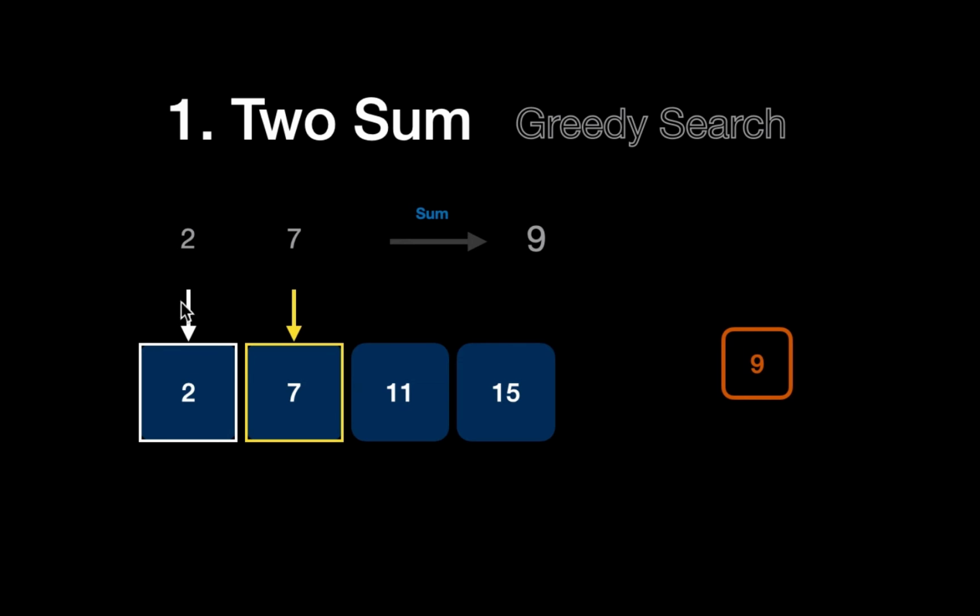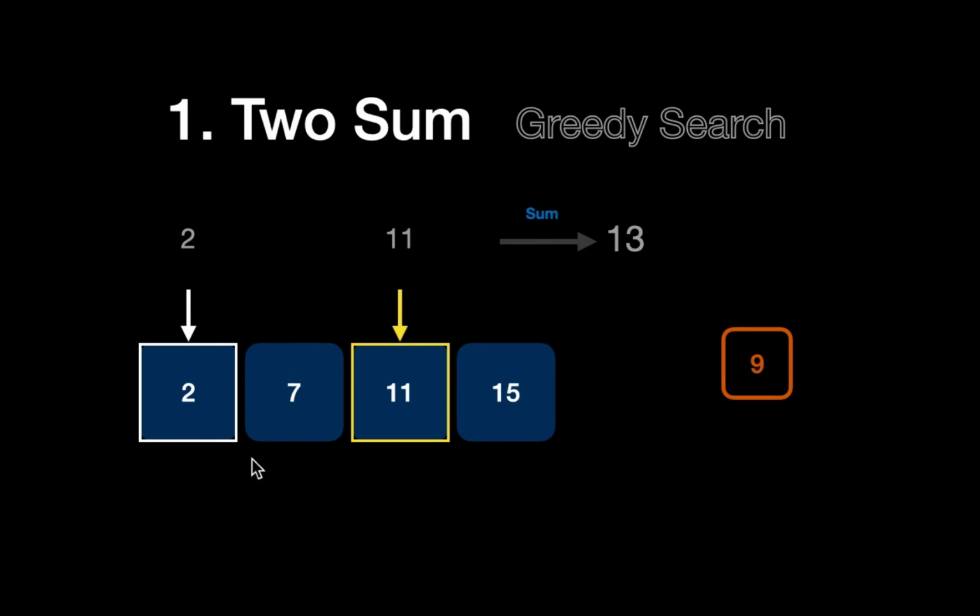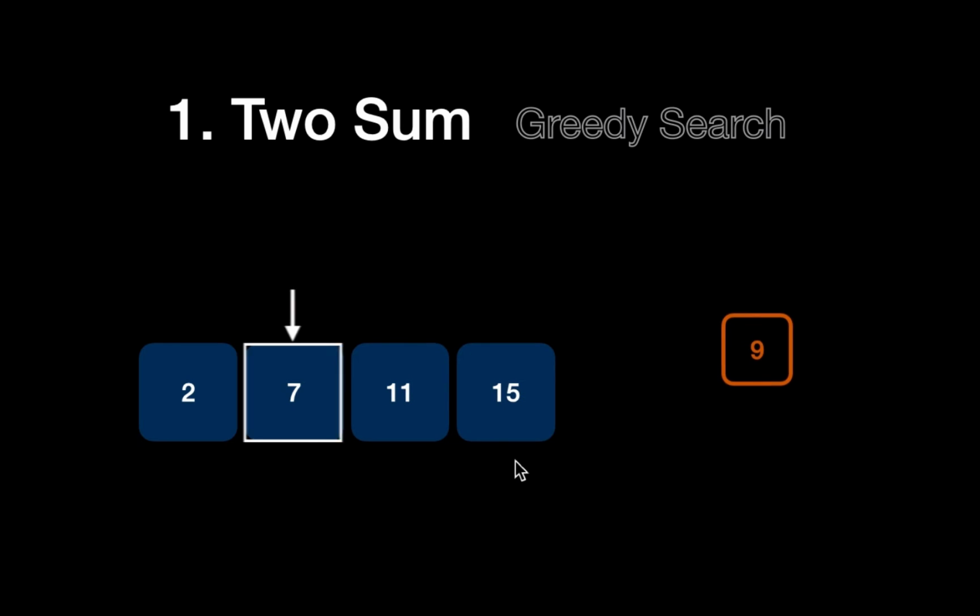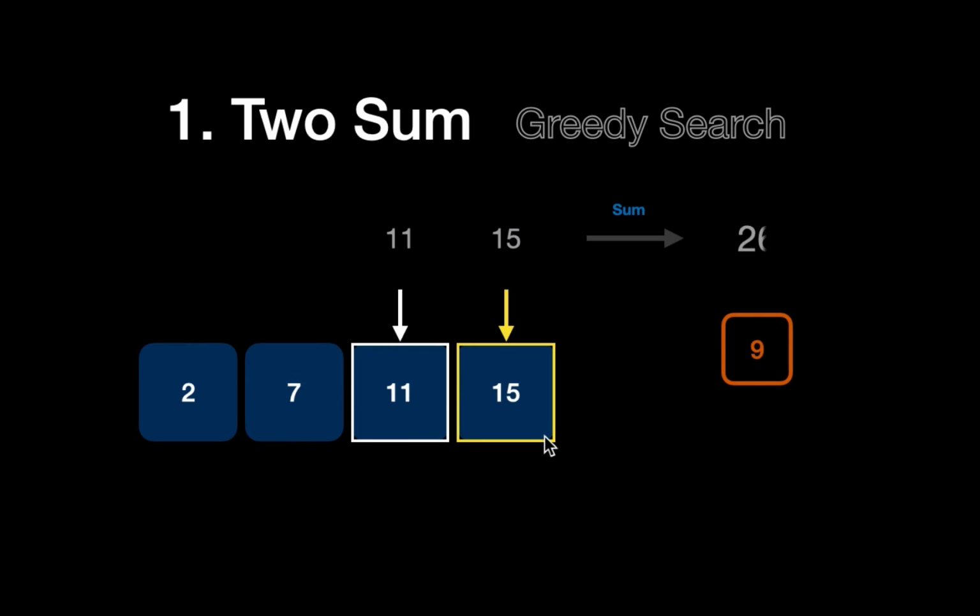So the first pointer will iterate through 2, 7, 11, and 15, and that's the normal iteration. The second pointer will start from the element after the first pointer and iterate through the remaining elements. So it will be 2,7; 2,11; 2,15; and 7,11; 7,15; and 11,15. So that is every possible pair in that array. This is called a greedy search, in which we search through every possible pair in this array, find the sum of each pair, and compare with the target value. If it is equal, then we just return the indices.